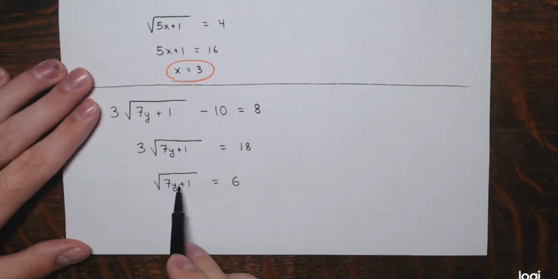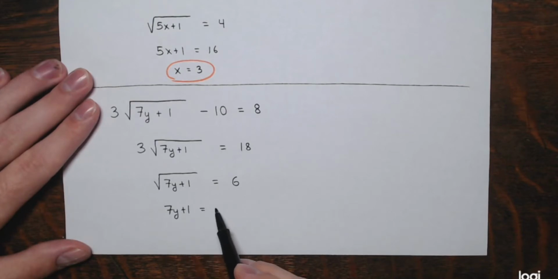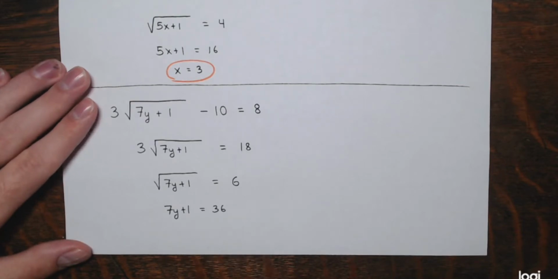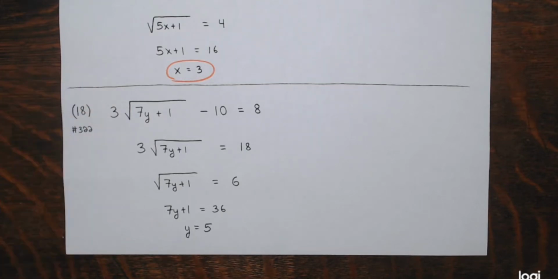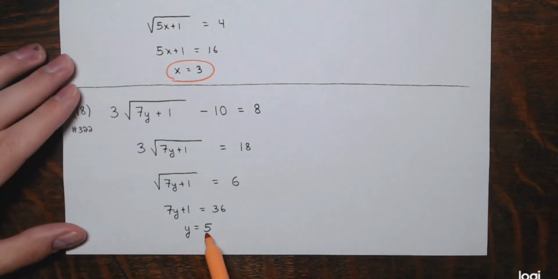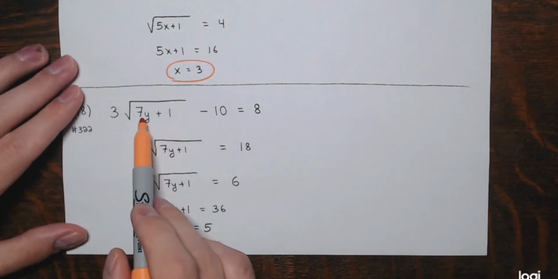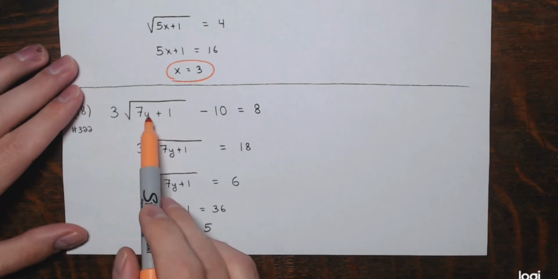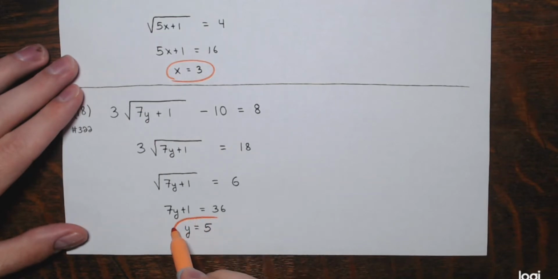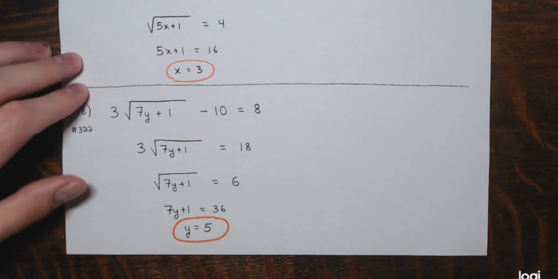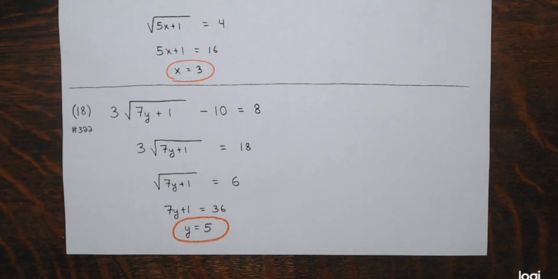Then I square both sides. You get 7y plus 1 on the left equals 36 on the right, right? 6 squared. Subtract 1 to get 35. Divide by 7 to get 5. Right? Y equals 5. And then, of course, check it. When y is 5, you got the square root of 36, which is 6. 3 times 6 is 18. 18 minus 10 is 8. You'd end up with 8 equals 8. This works. Wonderful. Alright, so that's it.